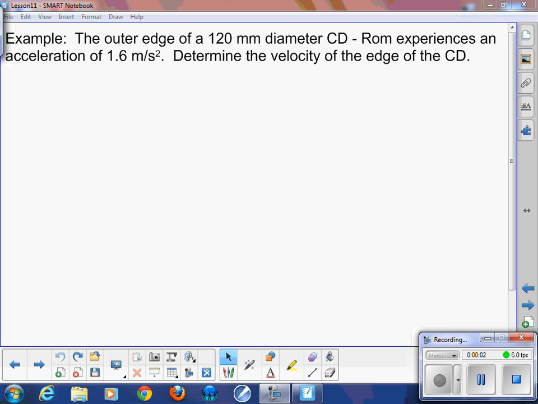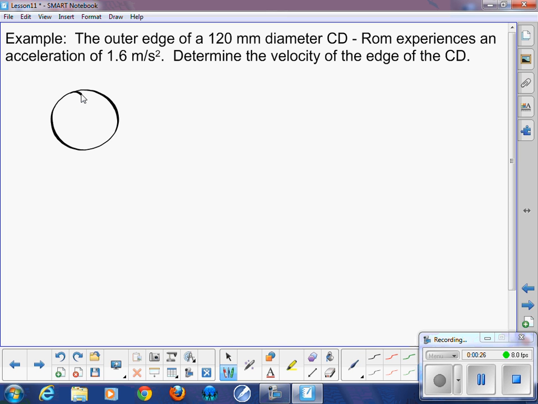All right, our final video here, going through some of the examples dealing with centripetal force and acceleration. So we have the outer edge of a 120 millimeter diameter CD-ROM that experiences an acceleration of 1.6 meters per second squared. Determine the velocity of the edge of the CD. So, an idea, dealing with the CD-ROM, and we have an acceleration, and the acceleration will be inward of 1.6 meters per second squared, even though I put 2. So 1.6 meters per second squared.